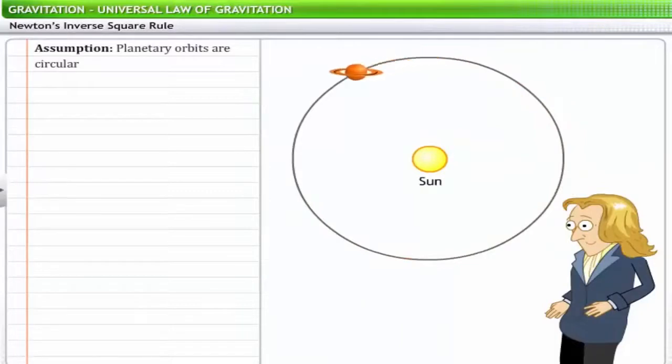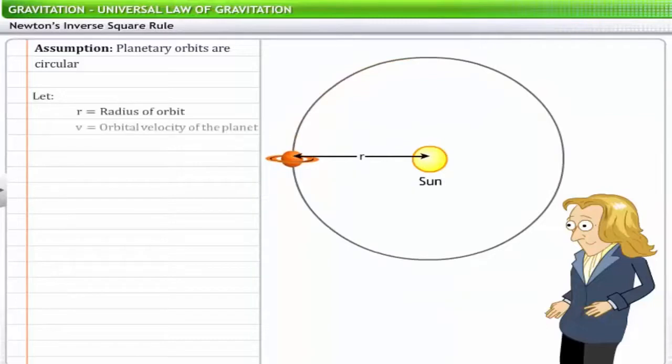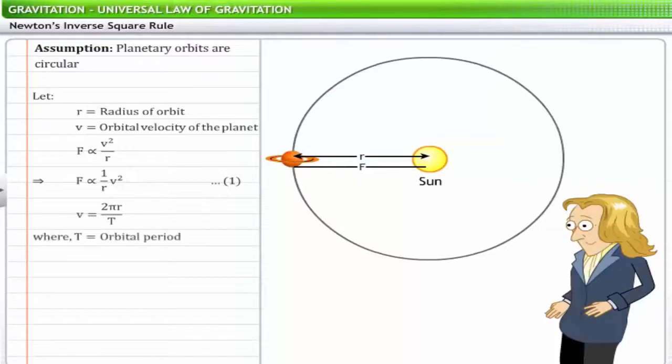If a planet revolves around the Sun in a circular orbit of radius r with a velocity v, also referred to as the orbital velocity of the planet, then the force on the planet is F proportional to v squared divided by r. Let's call this equation 1. The orbital velocity of the planet v is equal to 2 pi r divided by T, where T is the orbital period of the planet.